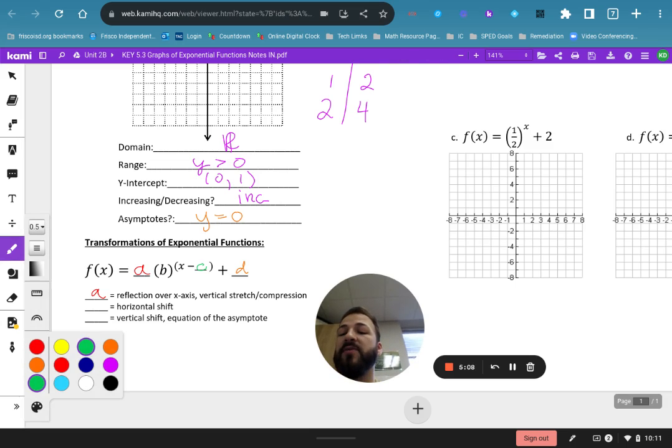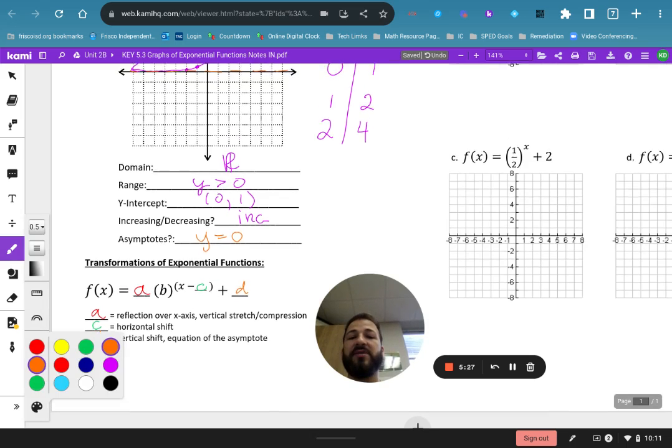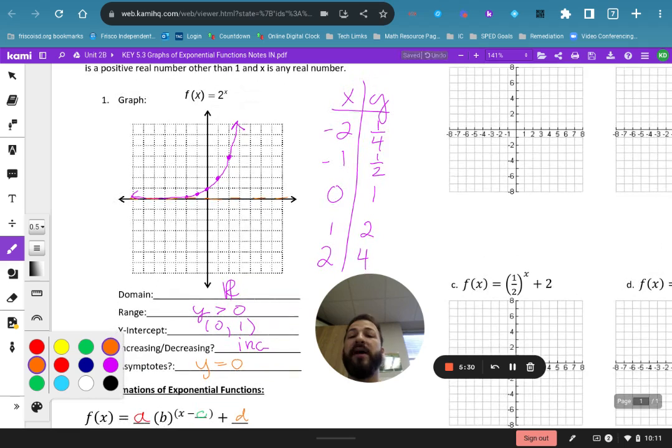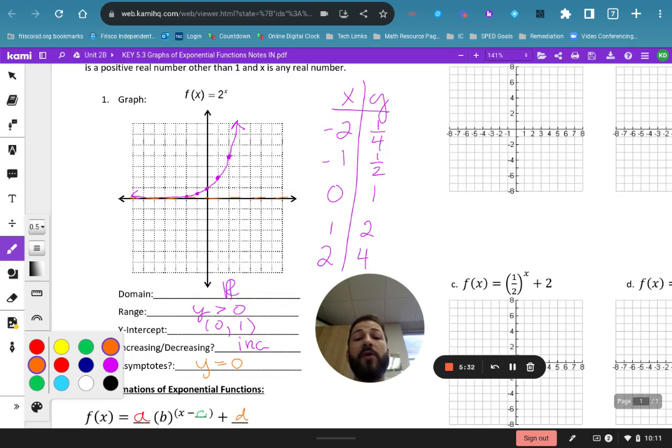Then our c value is going to be our horizontal shifts, our shifts from left to right. One thing to keep in mind with our c value, because it's inside those parentheses, it's always the opposite of what it is in the parentheses. And then last but not least, our d value is going to be our vertical up and down shifts, as well as the equation of the asymptote. We didn't talk about it in our parent function, but our d value there is technically 0, which is why our asymptote is y equals 0. So d is going to both shift us up and down as well as shift the asymptote.